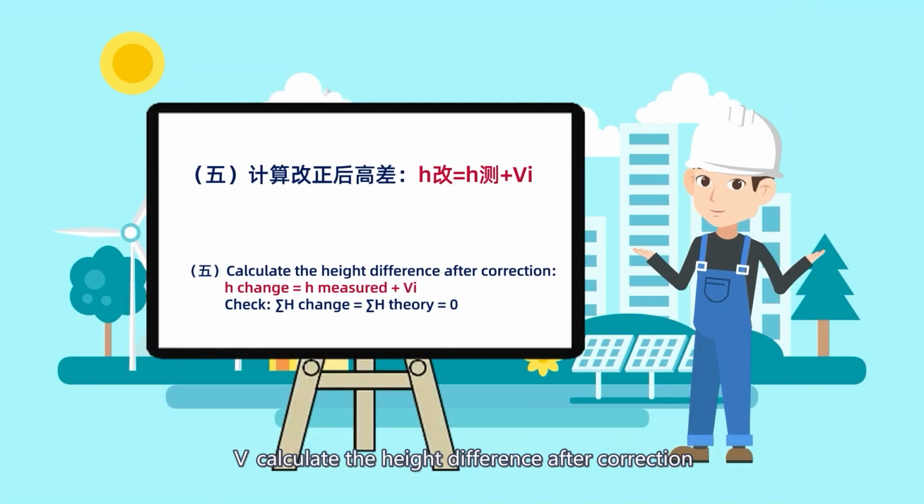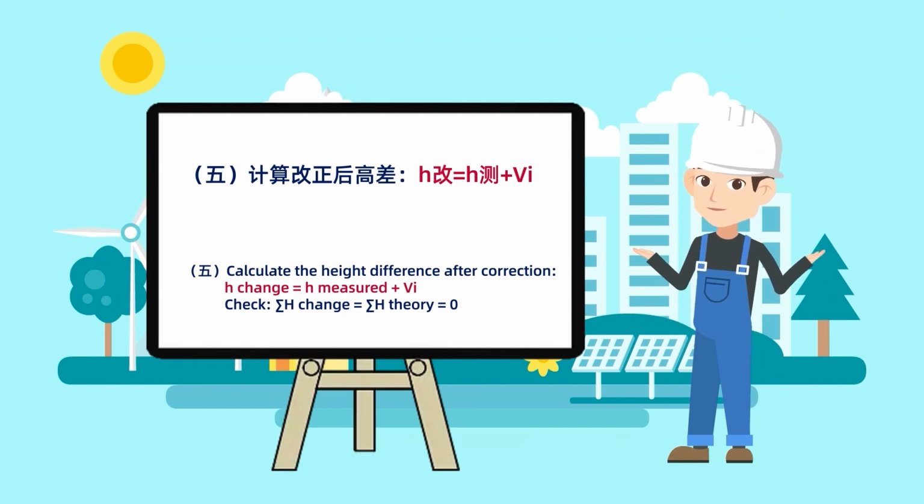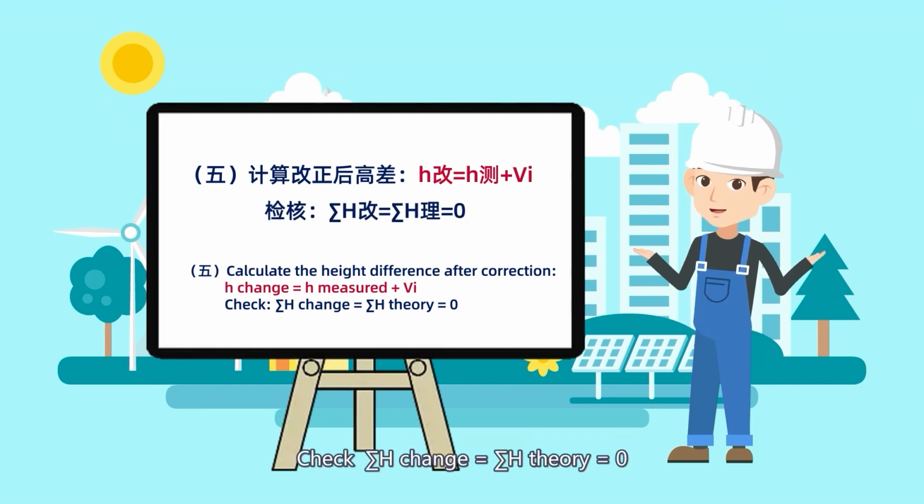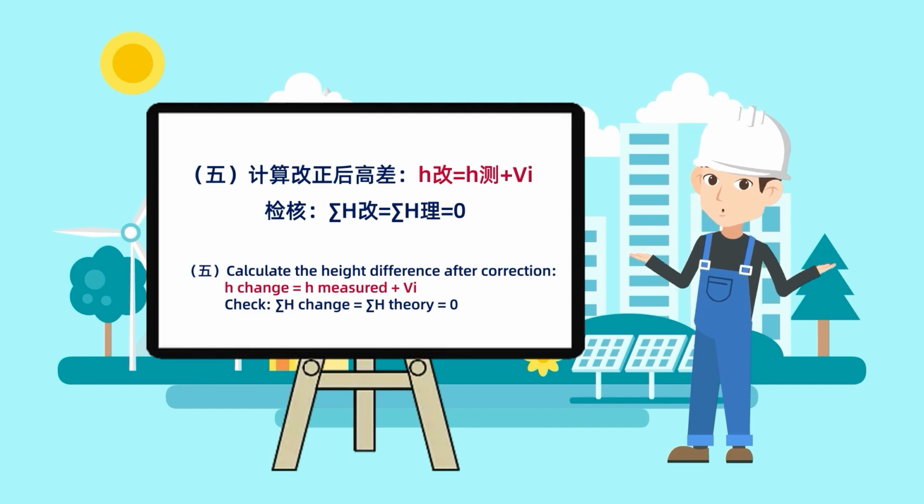5. Calculate the height difference after correction. h corrected equals h measured plus v. Check: sigma h corrected equals sigma h theory equals 0.